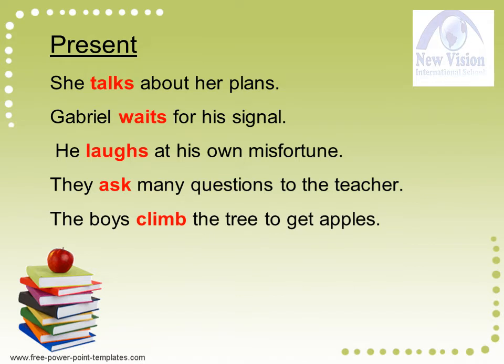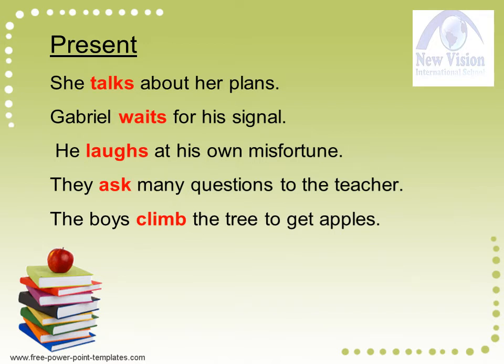Let's start discussing present. Present indicates action that happen over and over. Sample sentences: she talks about her plans. Gabriel waits for his signal. He laughs at his own misfortune. They ask many questions to the teacher. And lastly, the boys climb the tree to get apples.